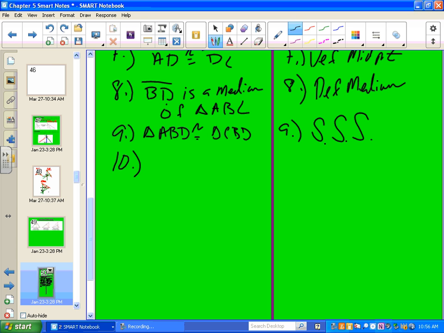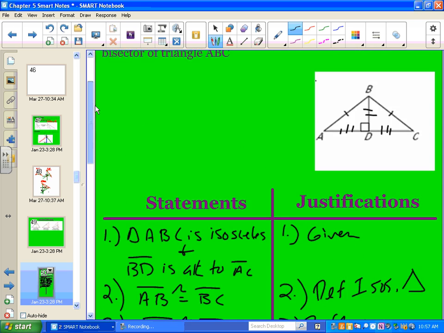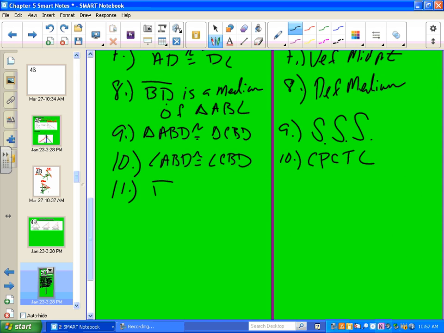Now what? Pierce. Angle ABD is congruent to angle CBD. Justification, Pierce. CPCTC, very good. And Sarah, next step. BD bisects angle ABC. Justification, Sarah. Good. Definition, angle bisector. And we've hit it all.